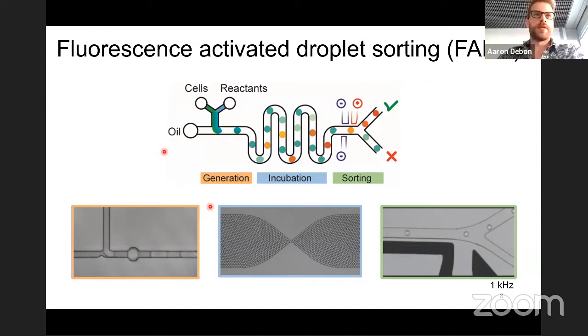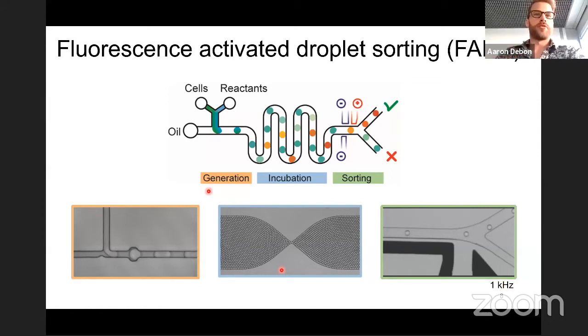Then in the second function, we have to incubate the droplets for a certain amount of time for the reaction to take place. So you can see here. You can also see that these droplets are very homogeneous, which is important, so we have very similar reaction conditions for each variant that we test.